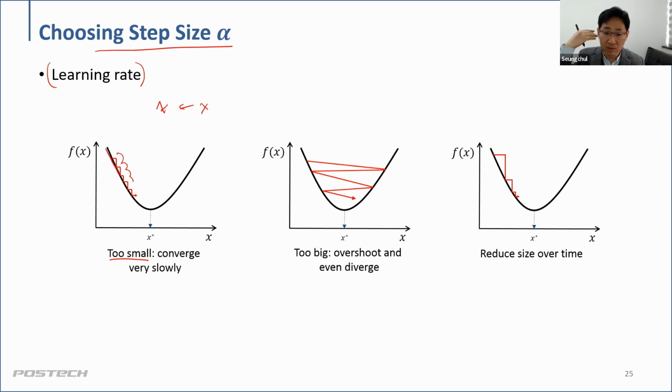On the other hand, if alpha is too large, then we're going to be jumping around. It overshoots or even diverges. So it's really critical to set the right value for the step size alpha. In some cases, it's going to take a lot of time to compute because it requires a lot of iterations. If we increase it too much, then it's oscillating.